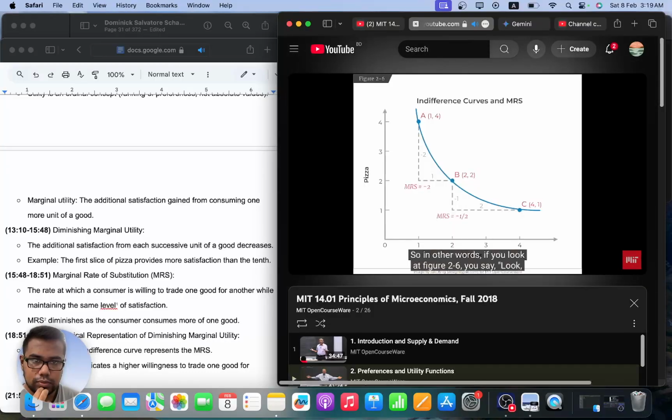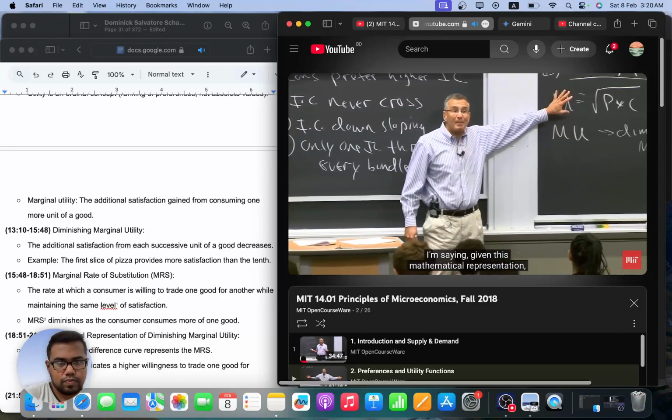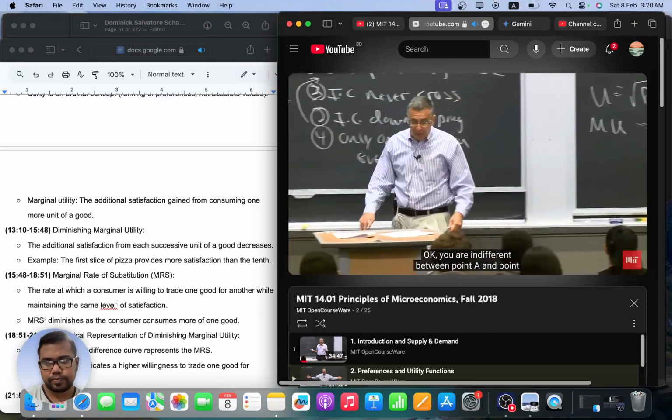So in other words, if you look at figure 2.6, you say, look, I'm indifferent between point A and point B. One cookie and 4 slices of pizza is the same to me as 2 cookies and 2 slices of pizza. Why is it the same? Because they both give me utility square root of 4, right? So given this mathematical representation, I'm not saying you are, but given this representation, you are indifferent between point A and point B.